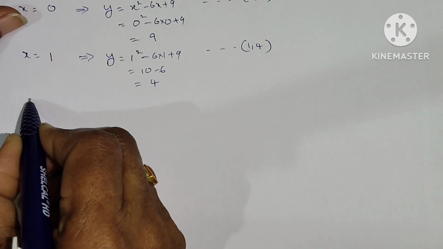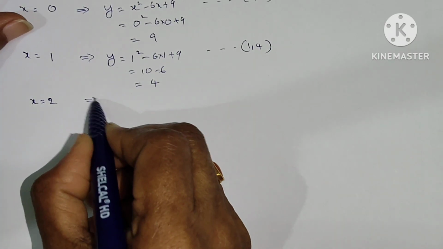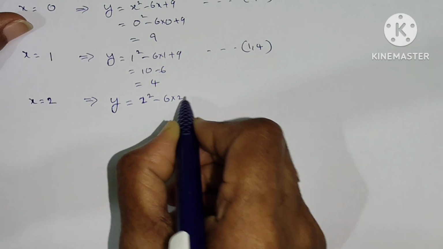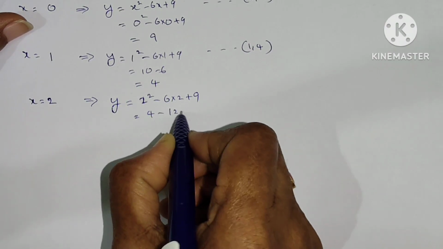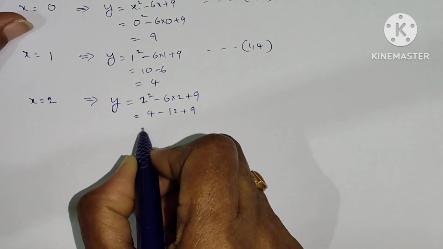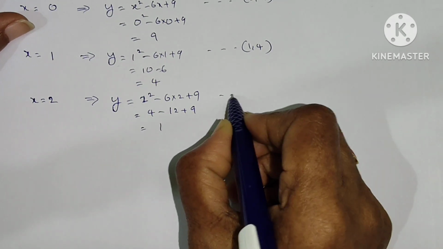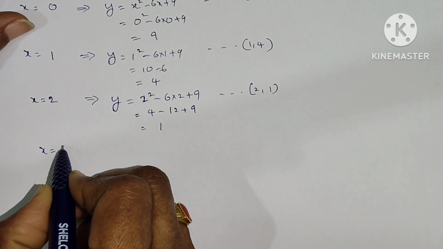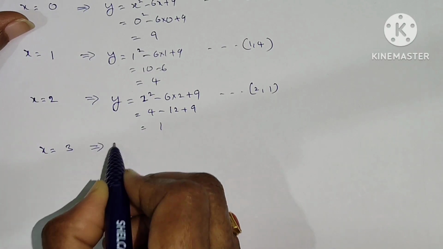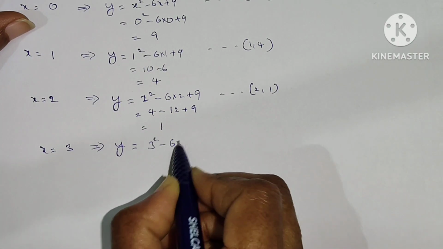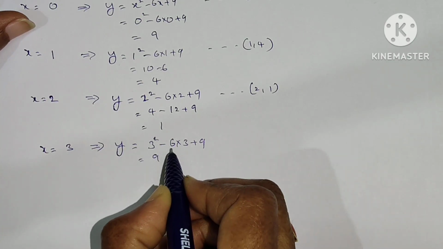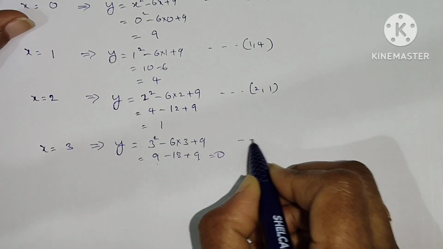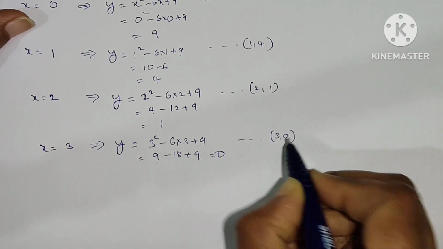So next, x equal to 2. X equal to 2 means y equal to 2 square minus 6 into 2 plus 9. So 4 minus 12 plus 9, so 13 minus 12 is 1. So the point is 2 comma 1. Next we take x equal to 3. X equal to 3 means y equal to 3 square minus 6 into 3 plus 9. So 9 minus 18 plus 9 equals 0. The point is 3 comma 0.